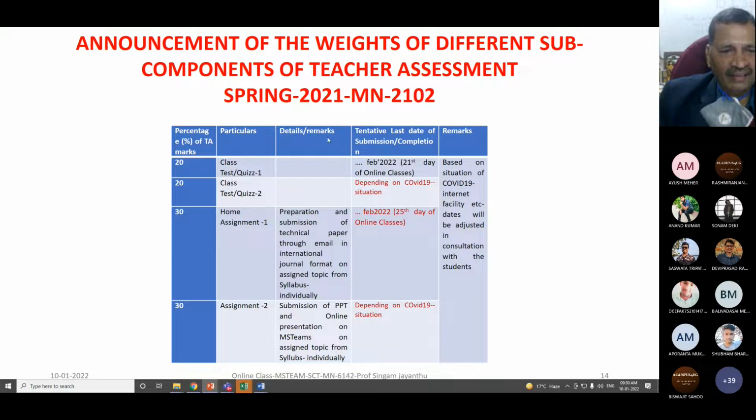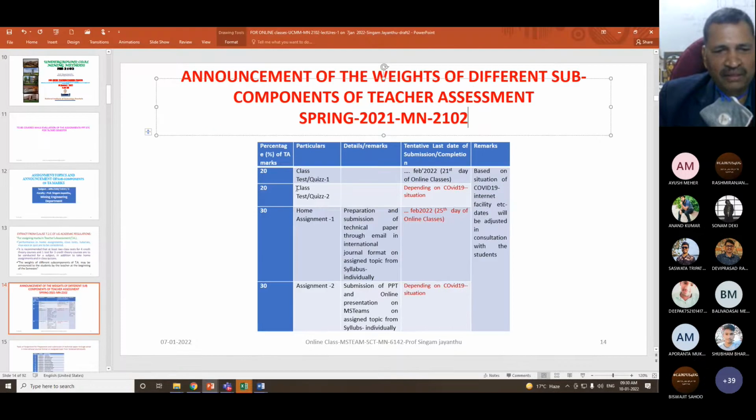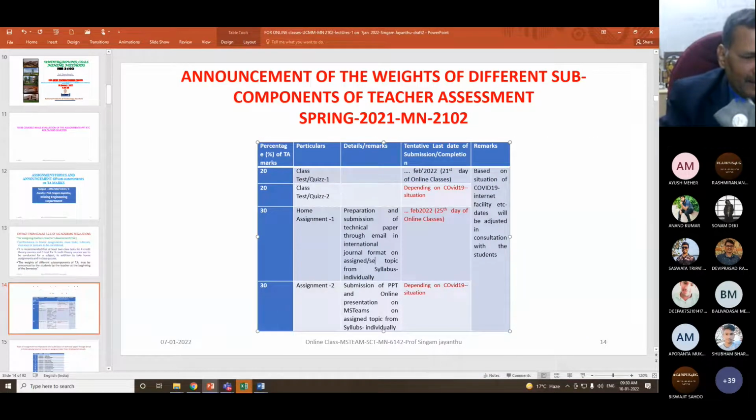Now, another home assignment is 30 marks, which is a preparation and submission of a technical paper through email, if you are there in the COVID situation. Otherwise, you will be submitting here in international journal format on an assigned topic from the syllabus. Individually, you will be doing that. And it is not assigned, you have to change it a little bit here. That is a selected topic. The selection should be from you, my beloved students. That is, you are selecting the topic based on your interest. That's what we used to do.